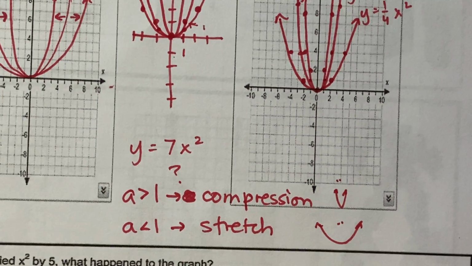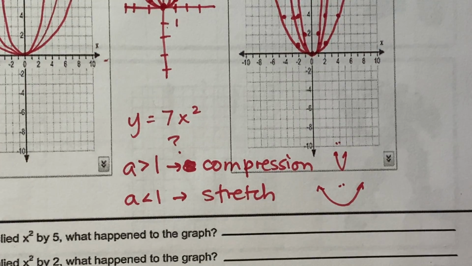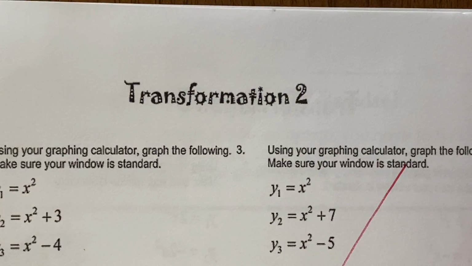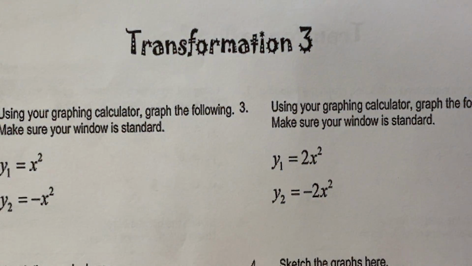Okay. So we kind of did the bottom of this. We worked through it together, so we're not going to do that. We're just going to move on. We're actually skipping transformation 2 because we're not really concerned about the pluses at this point. So you're going to go to transformation 3.